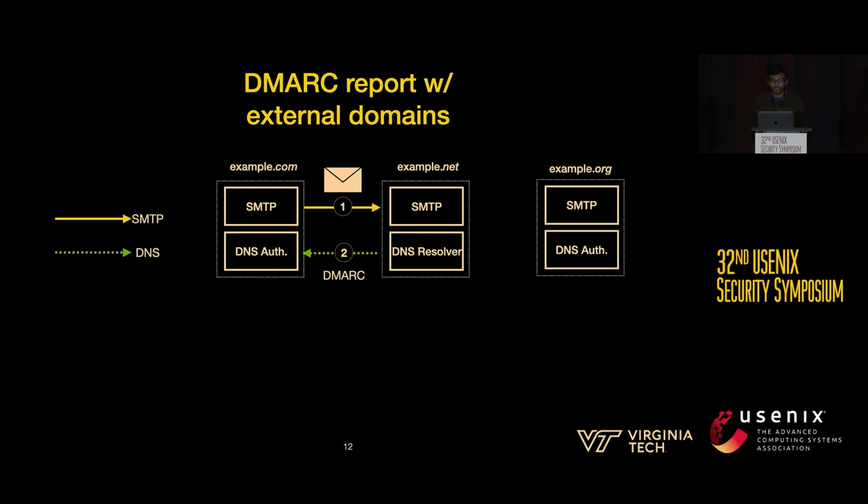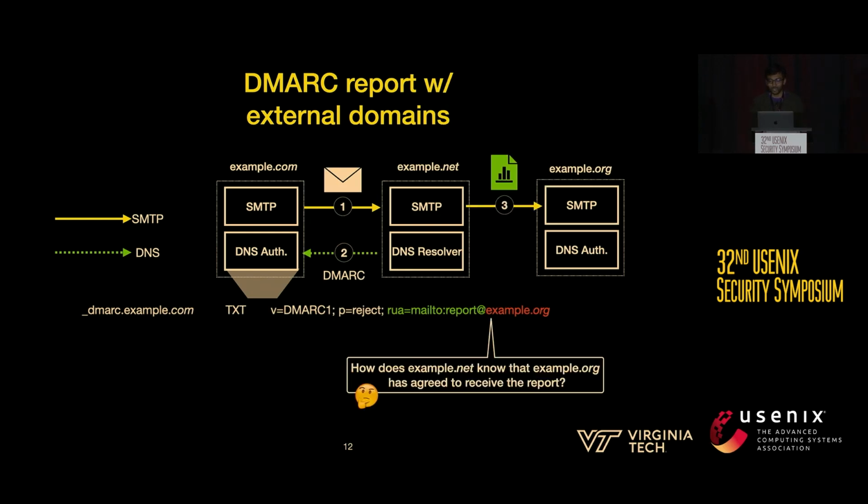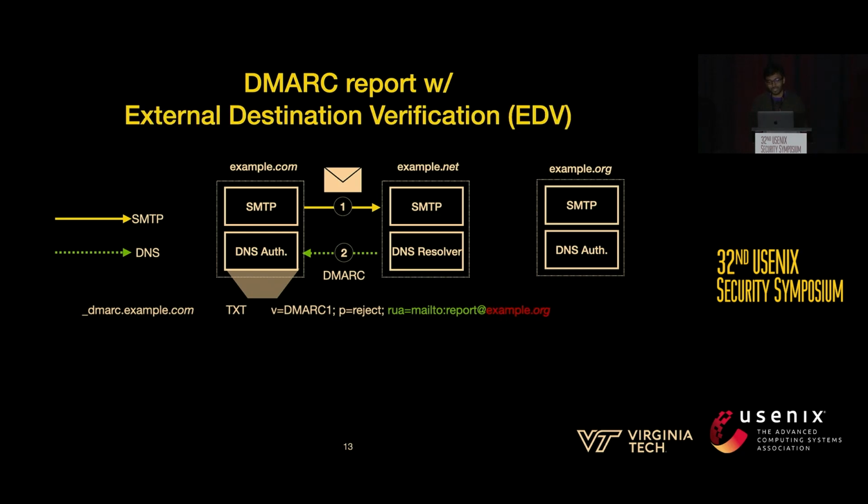Now, coming back to DMARC reporting in the presence of an external domain, .com is here, the sender might have a reporting mail address that points to a different external domain like example.org here. And the question is, how does this recipient, before sending a report, know that example.net or example.org, in this case, the external domain, has agreed to receive the report on behalf of example.com? So this question has been answered by a concept called external destination verification, or EDV.